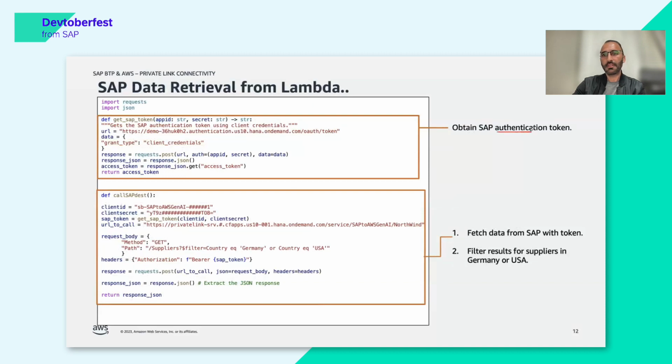I get the SAP authentication token, went to the OAuth token, and get the token from SAP. Once I have that, this is just a function, I called it here. So once I have the token, I called my URL. This is not a full URL, but I called my application Northwind.